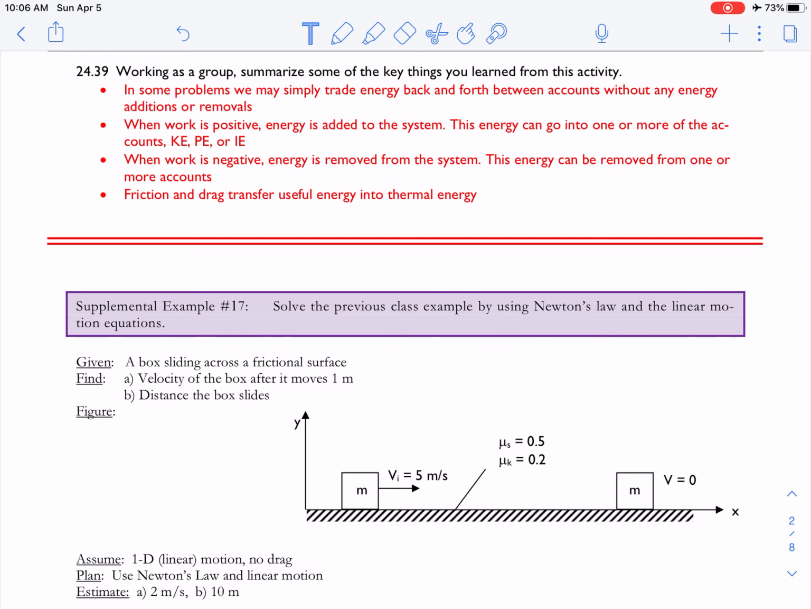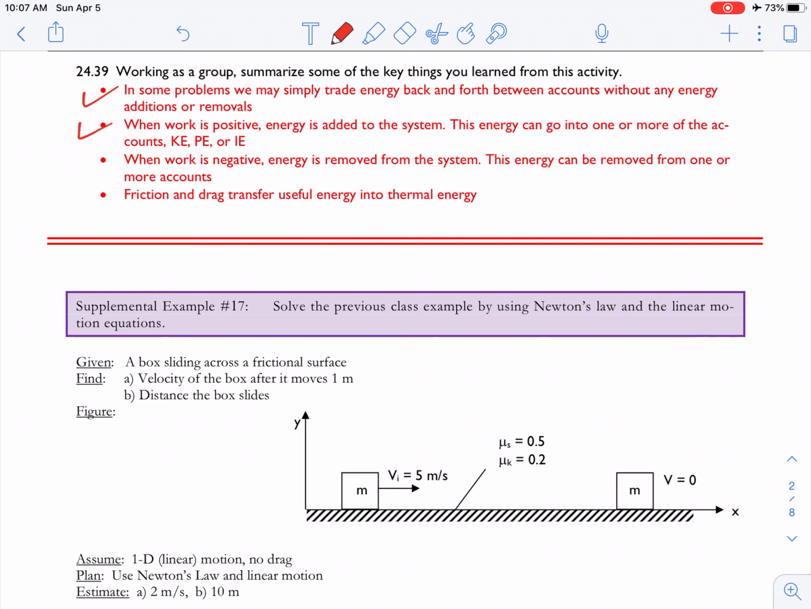In some problems, we may simply trade energy back and forth between accounts without any energy additions or removals. So you don't really need a force to consume all the energy you have or anything like that. It could be simply the transfer between energies. And when work is positive, energy is added to the system. The energy can go into one or more of the accounts. They are on the left side in the conservation of energy equation. The first term is delta K, kinetic energy, delta U is potential energy, and delta I is internal energy.